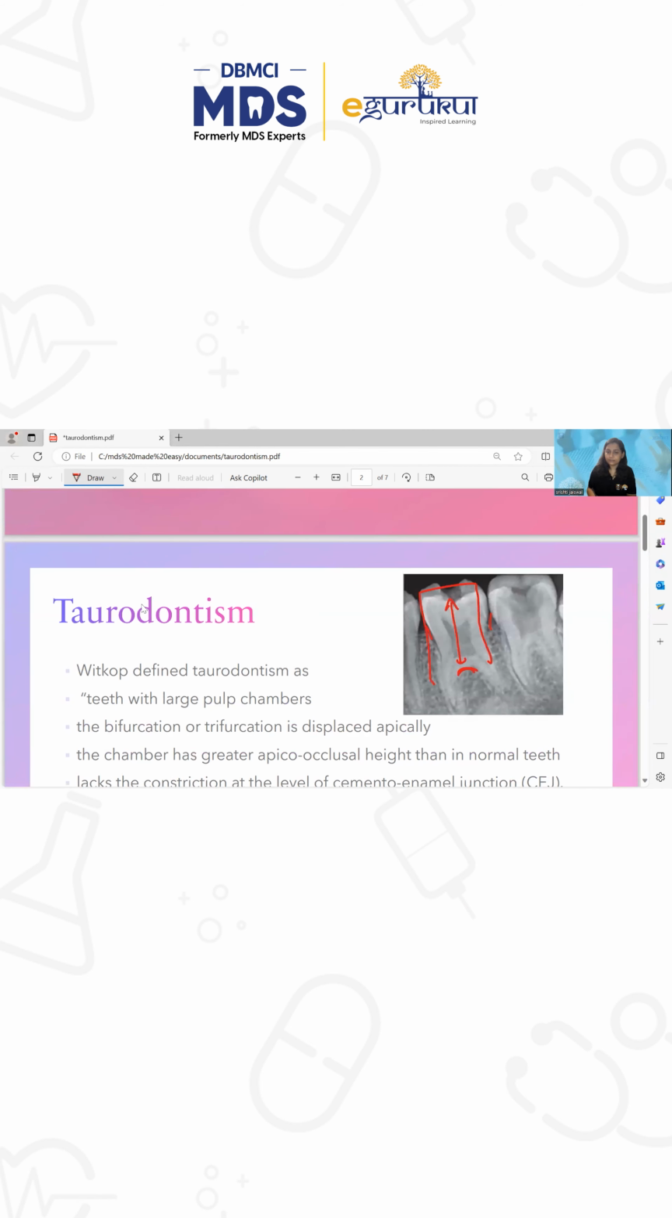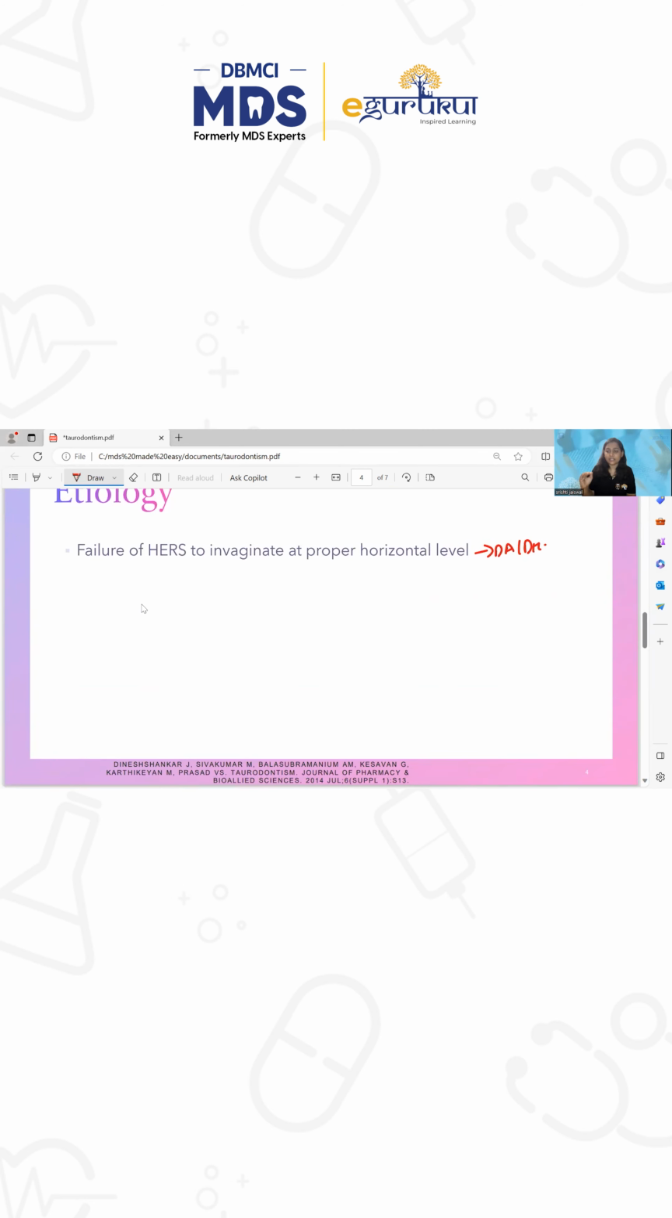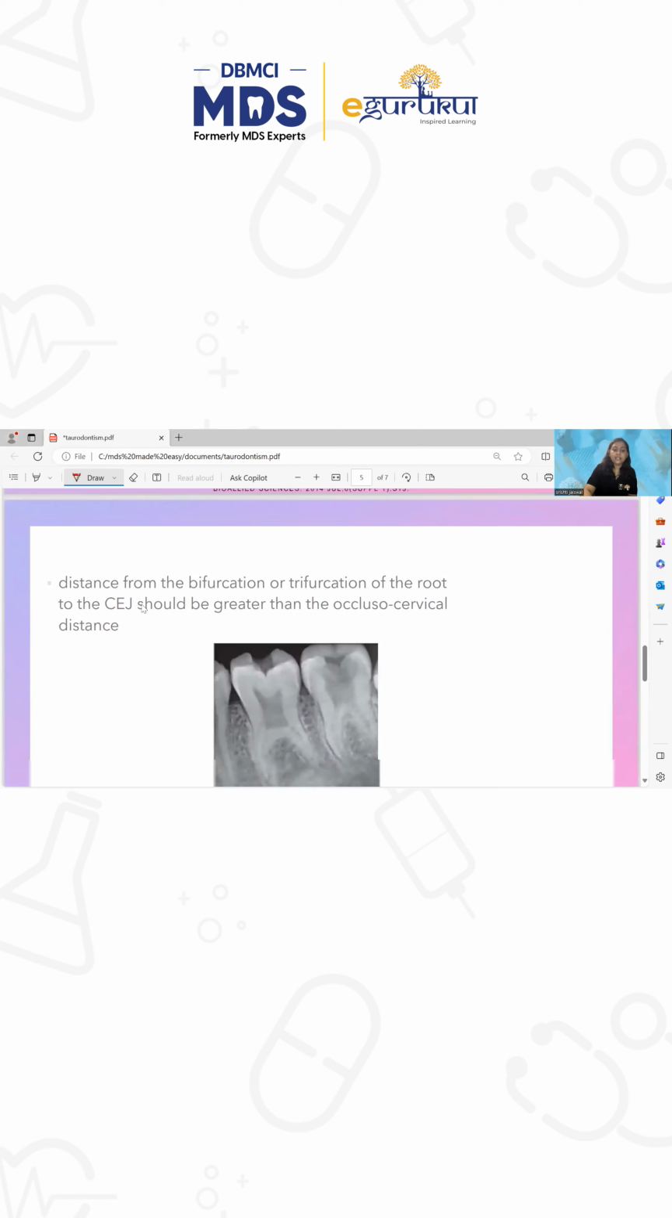Now, coming to the etiology, many etiologies have been proposed for taurodontism, but the most common one is failure of HERS to invaginate at a proper horizontal level. Now, this you would have covered in DA, DH. So it occurs as a result of failure of HERS at a proper horizontal level.